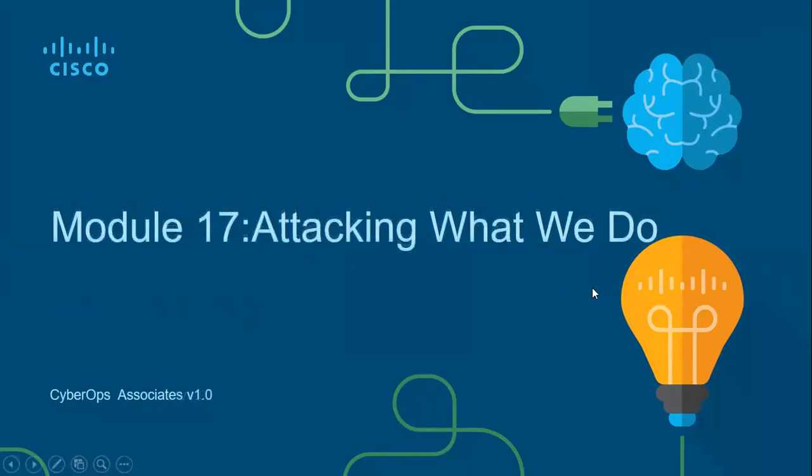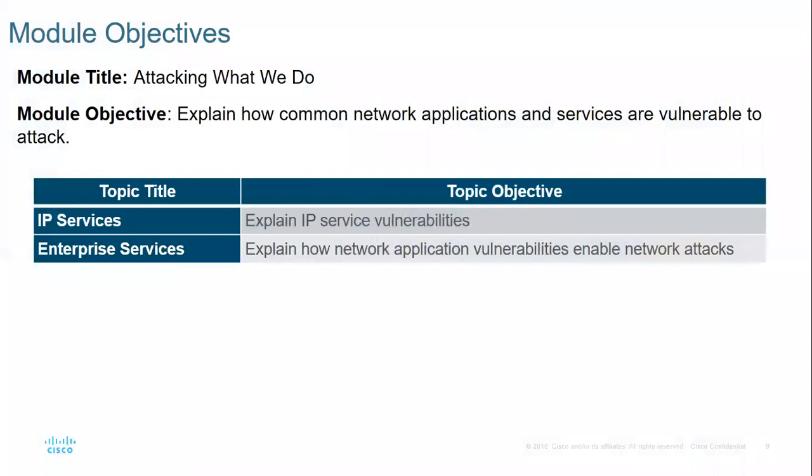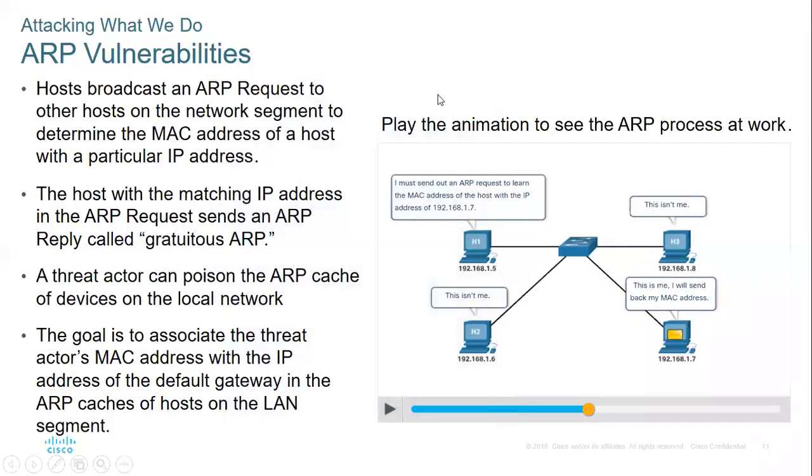This is module 7, and the main objective here is to explain how common network applications and services are vulnerable to attacks. The first section deals with IP services. How are these IP services vulnerable to attacks?